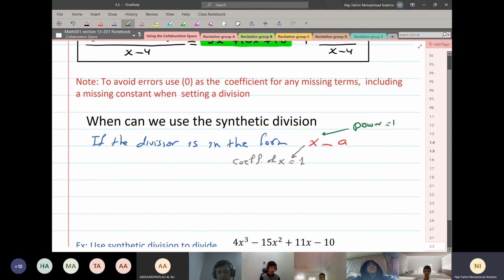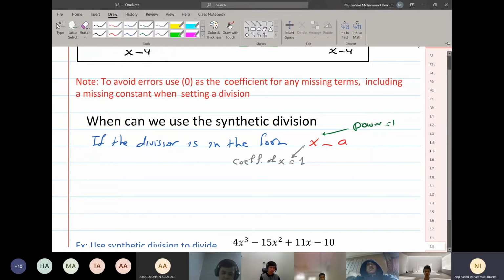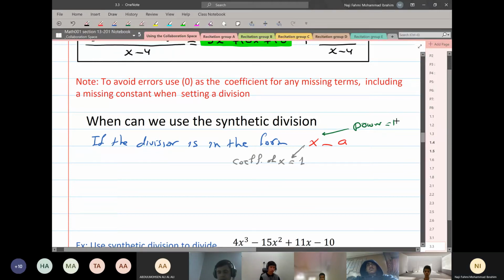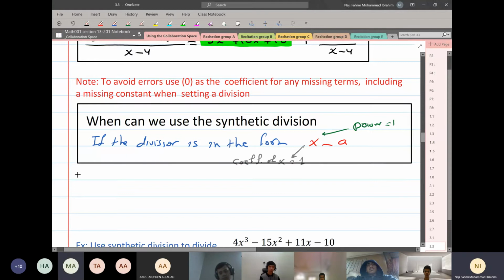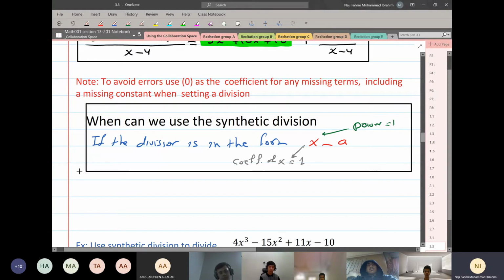And also the coefficient of x should be what, Shabab? Should be 1. If it's not 1, we cannot use the synthetic. Of course, we can make a trick for that. We can divide everything in the divisor and the dividend by the coefficient of x of the divisor.